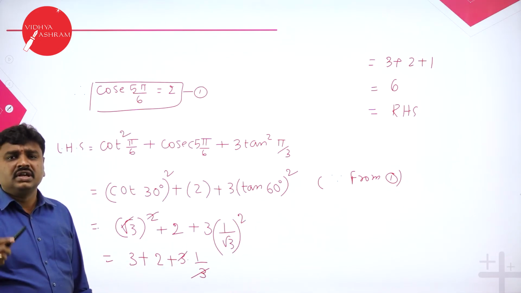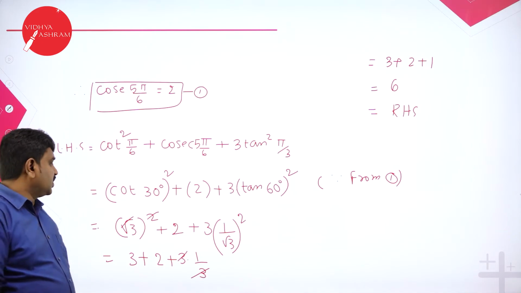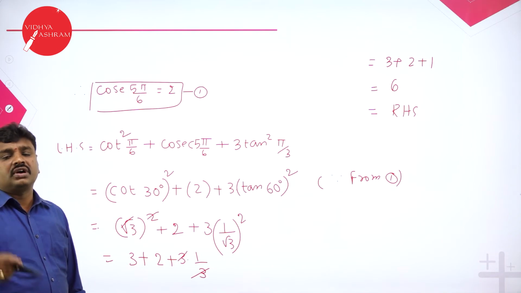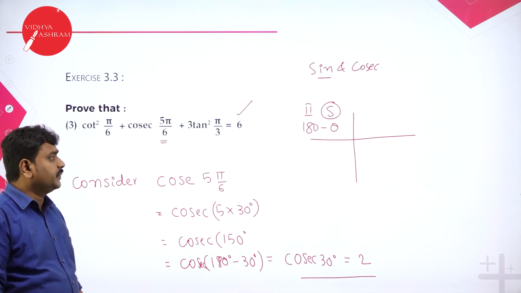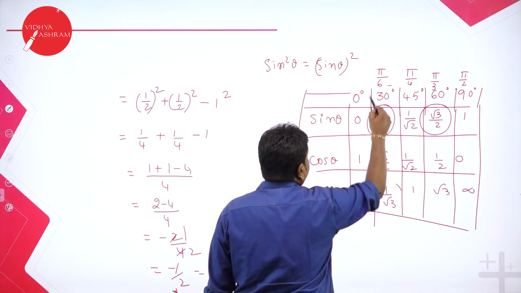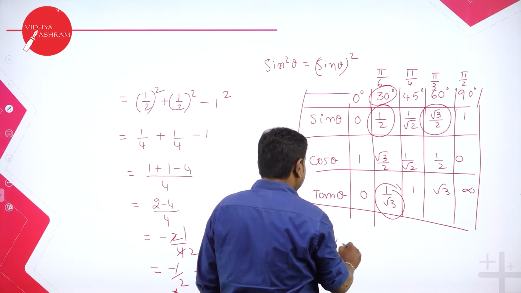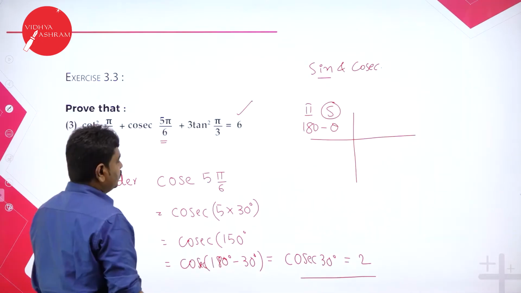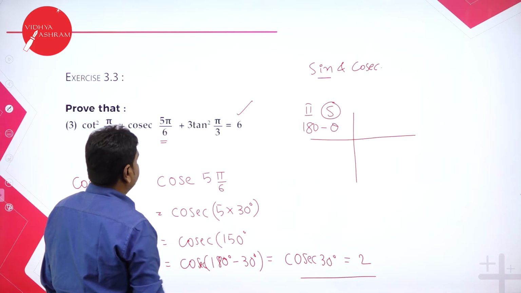What is cot theta? Reciprocal of tan theta. So here we have a situation, cot 30. So find tan 30. In the table, tan 30 is 1 by root 3. So cot 30 is the reciprocal of this. What is the reciprocal of 1 by root 3? Root 3. So that's what I have written.